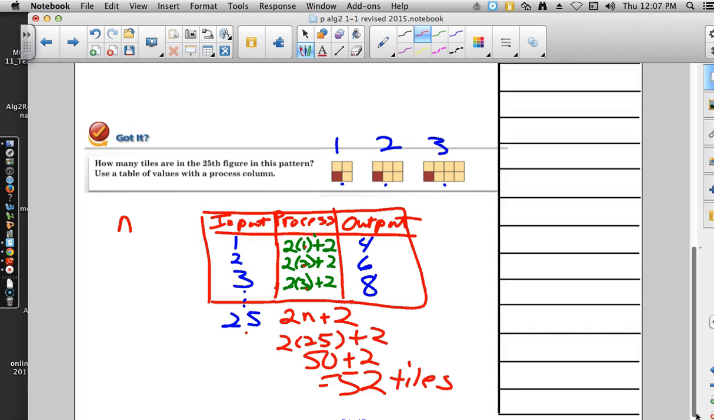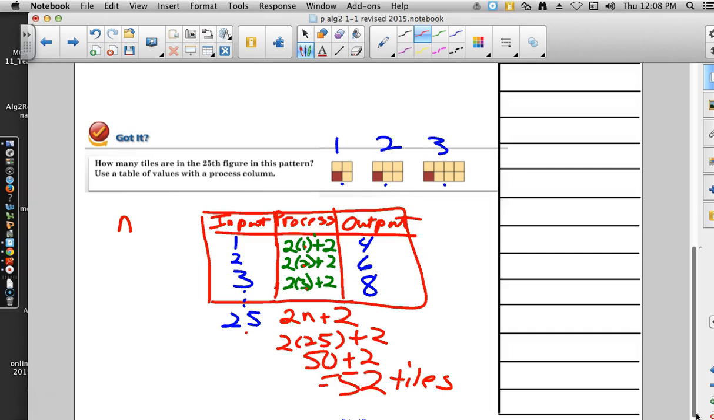So this one would take a little bit of work to figure out, as far as the pattern goes. Describing it, well, we could describe it in words, but that's not what they asked us for. You go back to it and it says how many tiles are in the 25th figure in this pattern. Now, there could be another way to look at this pattern.